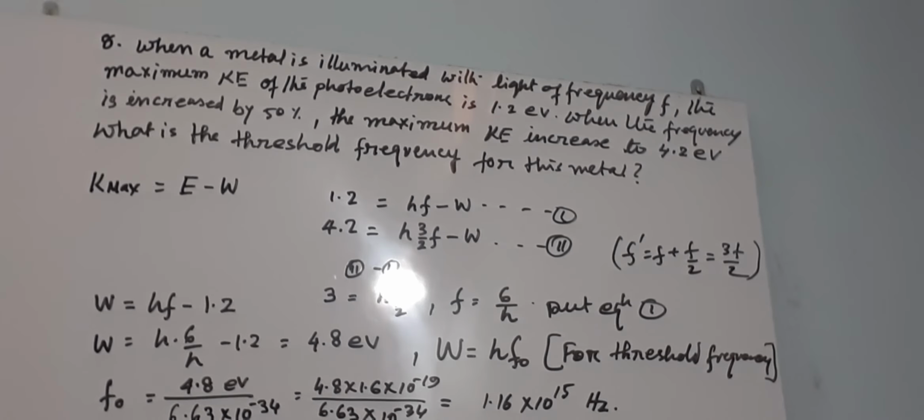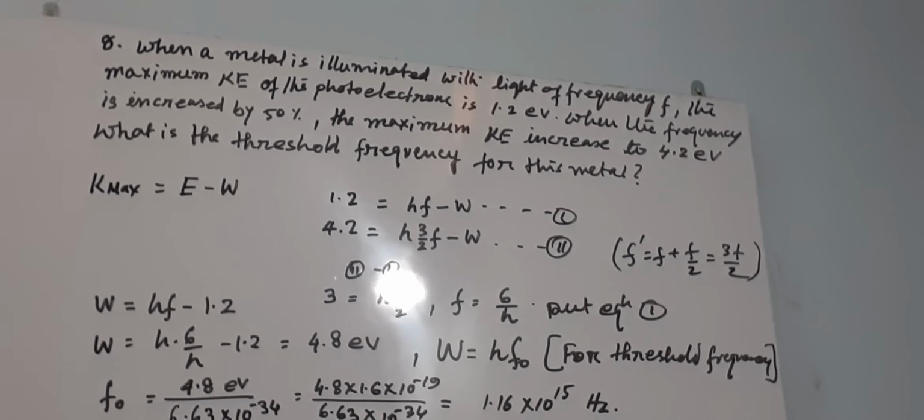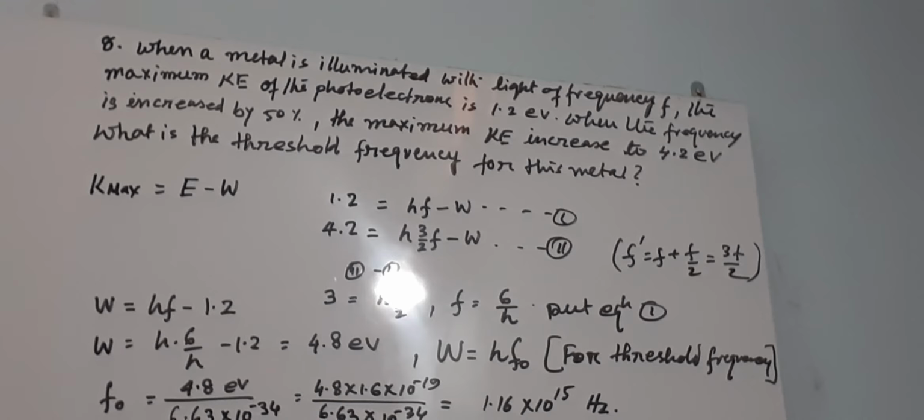Now, come to question number 8. When a metal is illuminated by light of frequency f, the maximum kinetic energy of photoelectrons is 1.2 electron volt. When the frequency is increased by 50%, the maximum kinetic energy increased to 4.2 electron volt. What is the threshold frequency for this metal? So, as it is understood, particular metal is being dealt here. So, work function will remain same. According to the question, 1.2 kinetic energy equal to hf minus W will be there.